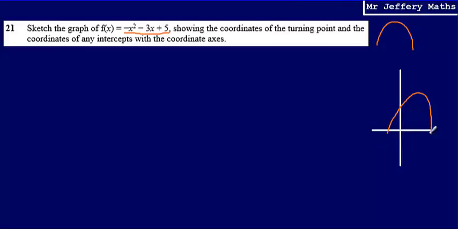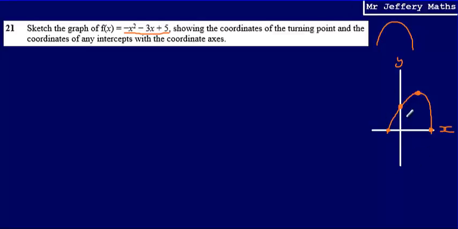If I sketch an upside down U shape, the points that it's asking for are anywhere where it intercepts the coordinate axes, so the x-axis and the y-axis. So it's asking for where does it cut through the x-axis and where does it cut through the y-axis. It's also asking for the coordinates of the turning point. So that just means the maximum point in this case on our graph.